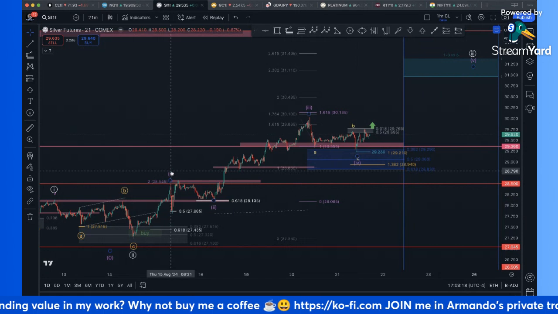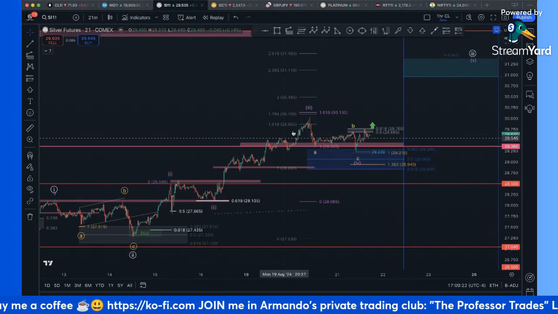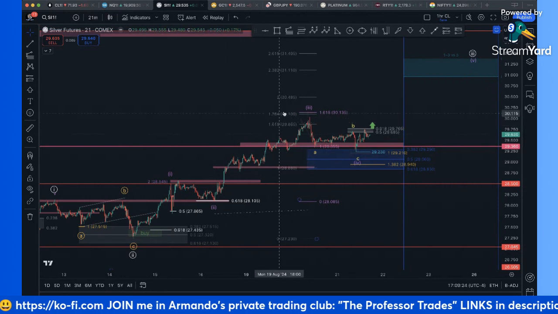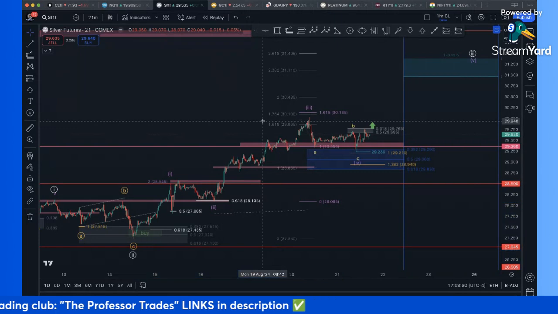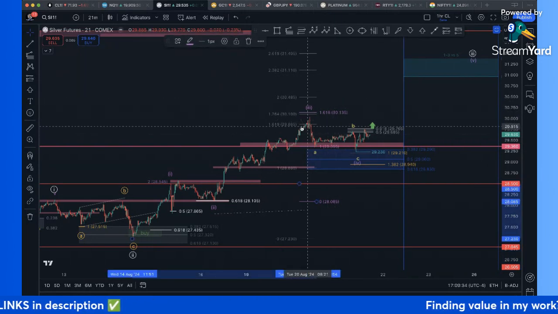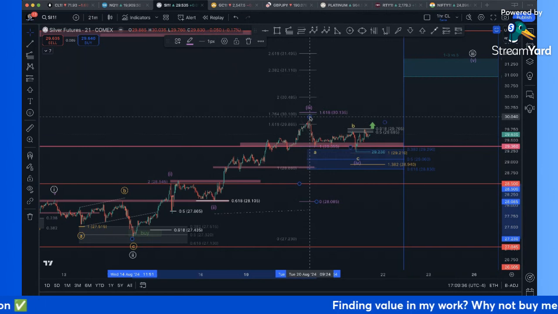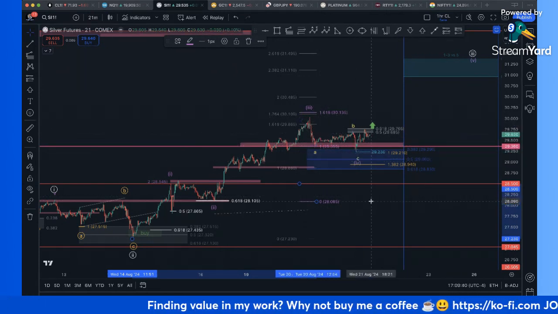So 5 up. This is an ABC correction. We got another wave 3 that came very nicely into the fibs that I would be expecting for a wave 3. And no matter how I count this, there's a couple different ways to count it, but that should be a wave 3. And then we had a 3-wave correction, because guess what?